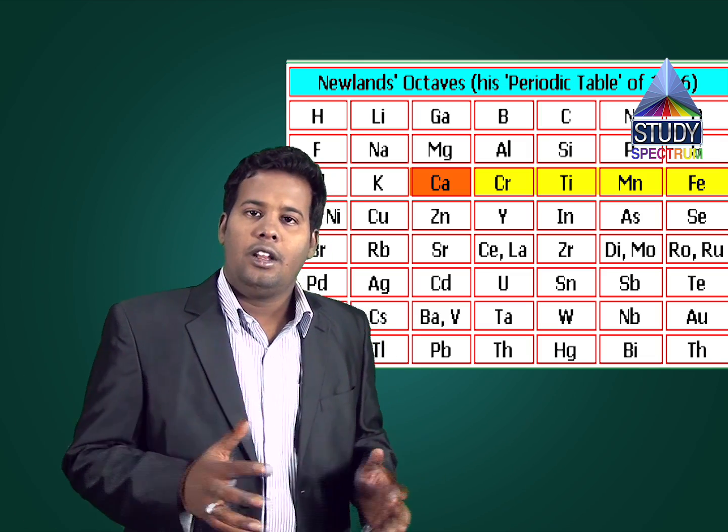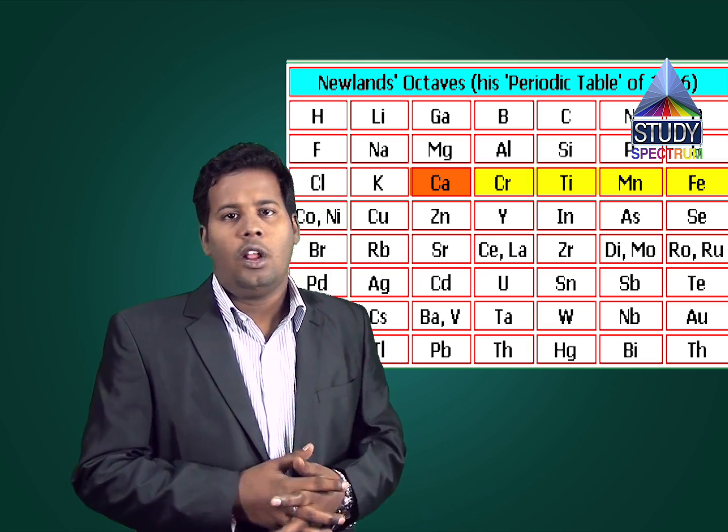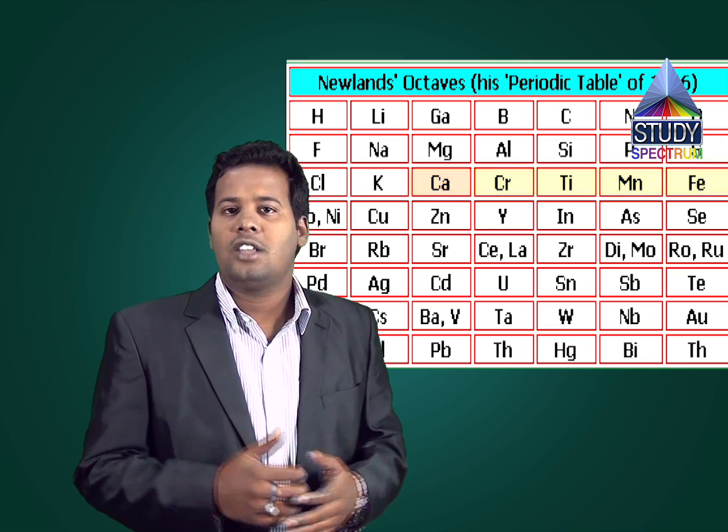Now, after Dobereiner and Newland, in came a Russian scientist named Dmitry Mendeleev. Before he classified the elements and formed his periodic table, he tried to examine the relationship between the atomic masses of different elements and their physical and chemical properties.